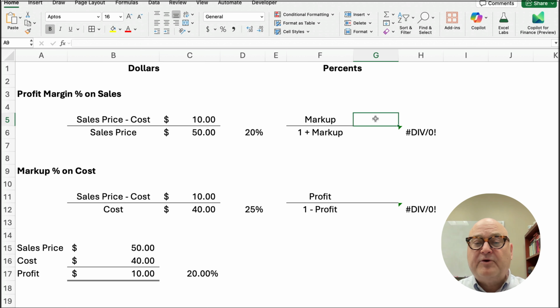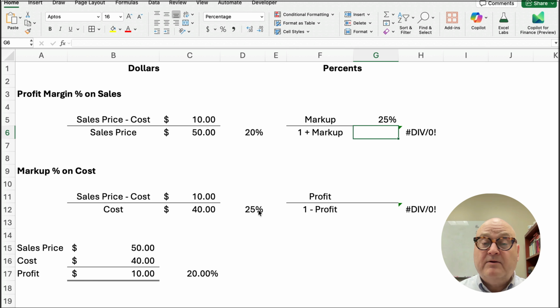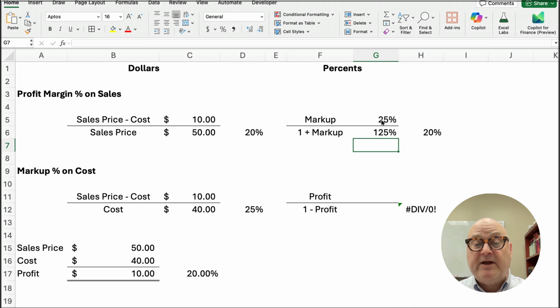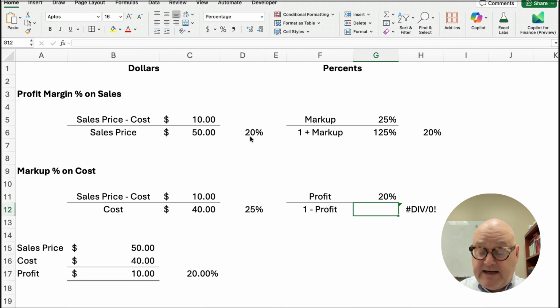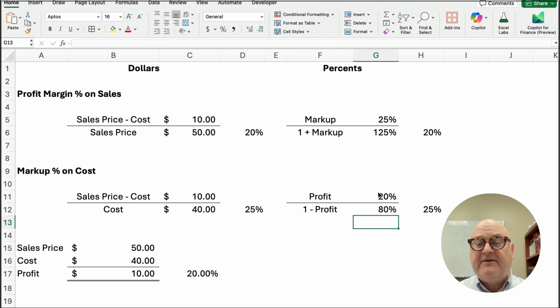Let's do it based on the percentages here. What if we know the markup? We know the markup is here 25%. Well, to convert it to the profit margin, we take the 25% divided by 1 plus the 25%. Okay, so that would be 20%. What if we know the profit margin and we need to convert it to the markup percentage? Well, the profit margin is going to be 20%, and then divided by 1 minus the profit margin. So 1 minus the profit margin is going to be 80%, and that gives us 25%.